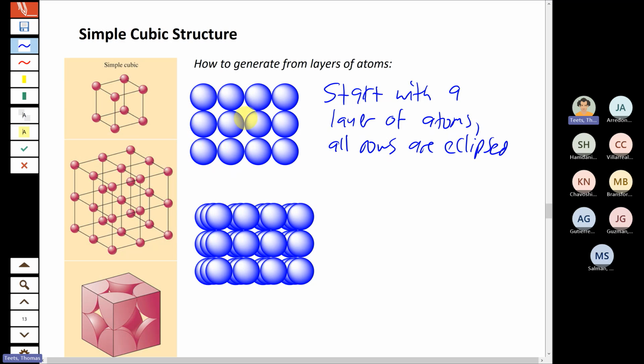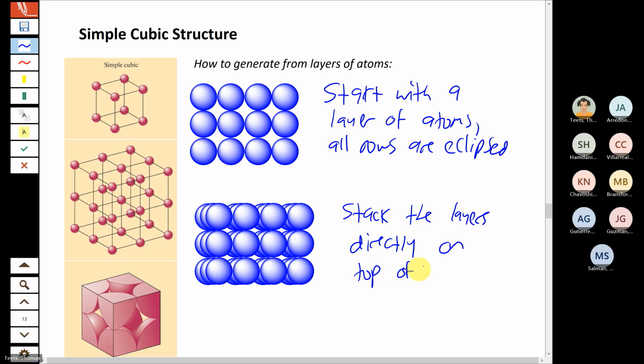So you form this type of layer here that has these little gaps in between, but all the atoms are touching along the sides. And then you just stack those layers directly on top of each other. Completely eclipsed. Again, no slipping of the layers, no offset or anything like that. So stack the layers directly on top of each other. So that's how you would generate a simple cubic structure, by just stacking layers of atoms. All right. So that's the simple cubic structure.